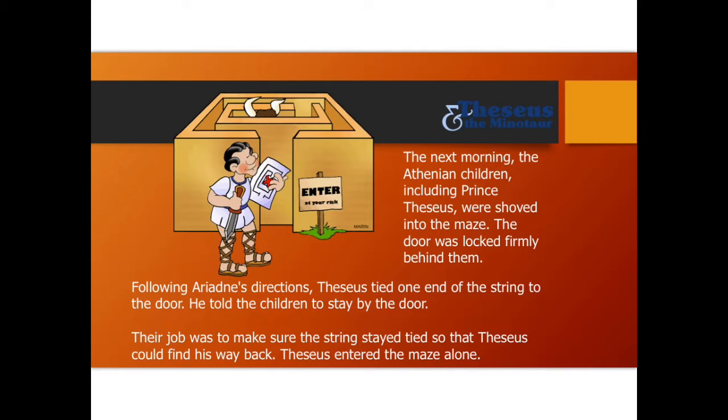The next morning, the Athenian children, including Prince Theseus, were shoved into the maze. The door was locked firmly behind them. Following Ariadne's instructions, Theseus tied one end of the string to the door. He told the children to stay by the door. Their job was to make sure the string stayed tied so that Theseus could find his way back. Theseus entered the maze alone.